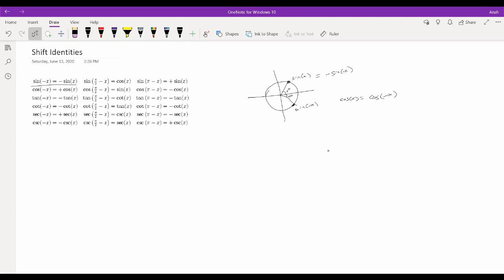On the other hand, we have shifts by pi, where we would find ourselves on the opposite side of the circle. So once again, if we draw a unit circle, and we have some angle here, if we shift by 180 degrees, that would take us all the way to the exact opposite side of the circle. So the coordinates would in fact become the negative of what they were, which means that cosine of 180 plus x equals negative cosine x, and sine of 180 plus x equals negative sine of x.